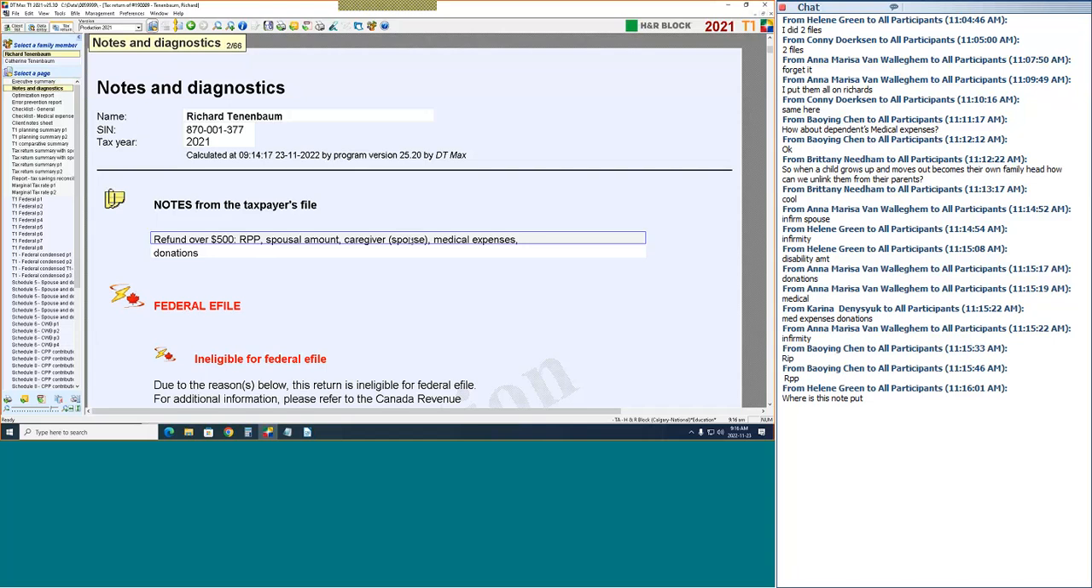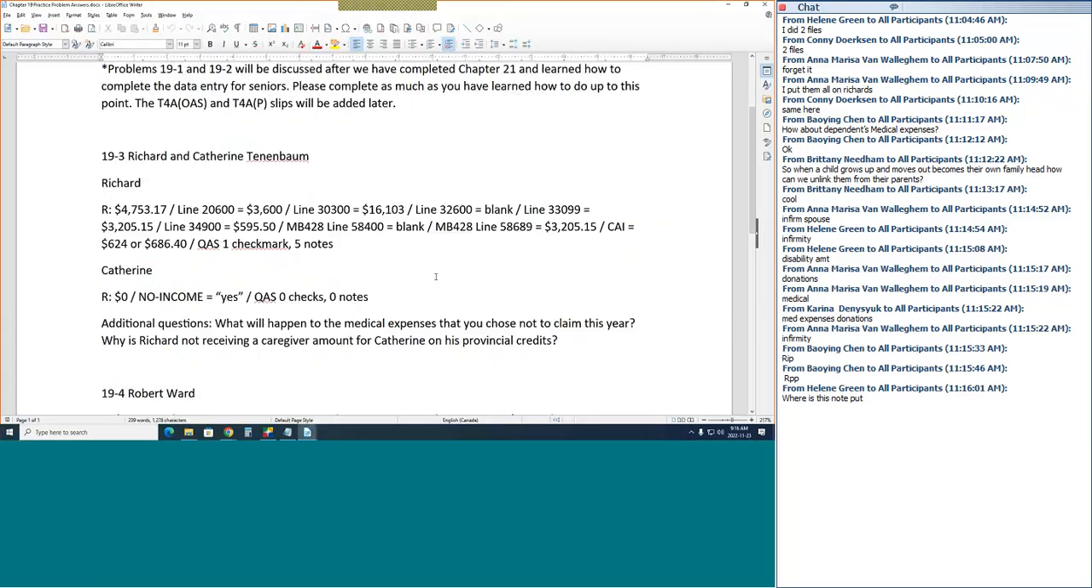So what I am expecting to see is RPP, spousal amount, caregiver for spouse, or caregiver will be fine, medical expenses, and donations. Okay. I think that is all the questions that I had on that one. Check marks. We need to make sure we have enough check marks. There should be one on the T4, and that's it.